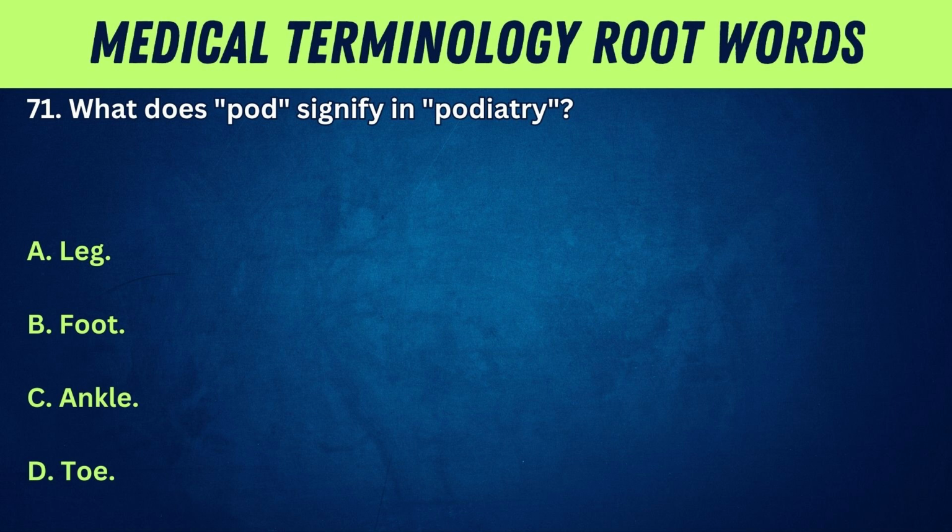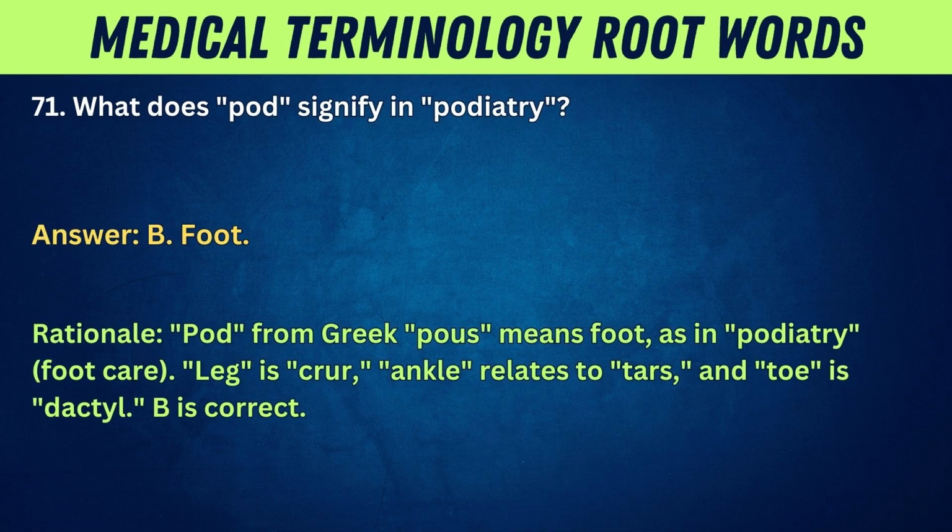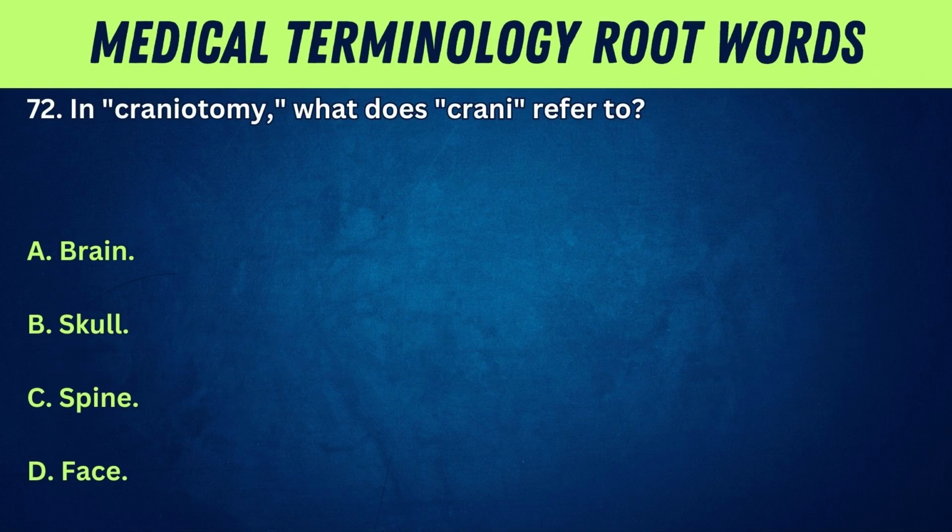71. What does pod signify in podiatry? A. Leg. B. Foot. C. Ankle. D. Toe. Answer. B. Foot. Rationale. Pod from Greek pous means foot, as in podiatry, foot care. Leg is crur, ankle relates to tars, and toe is dactyl. B is correct.